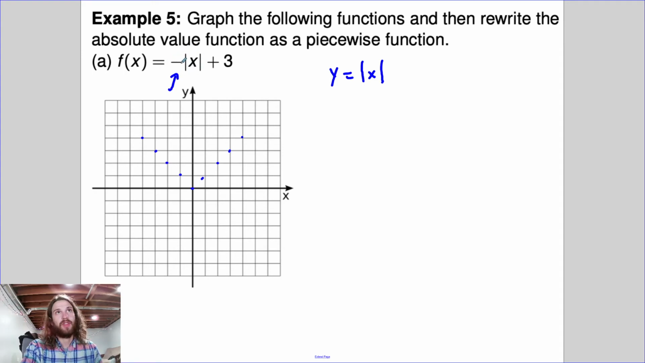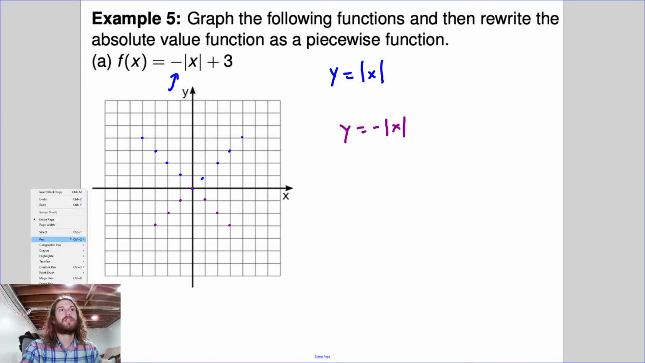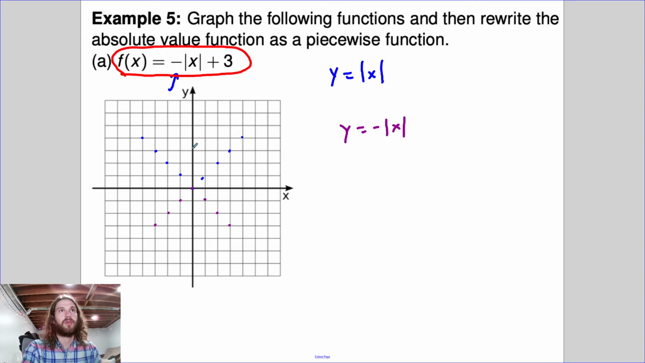It's been reflected over the x-axis, which must happen first, because if you plug in a value, you follow the order of operations: you'd make it negative, then you'd add 3. Flip this over the x-axis first. So the purple dots are y equals negative absolute value of x, then you're going to take those and shift them up. This one I'll do in red. You're going to shift them up 3.